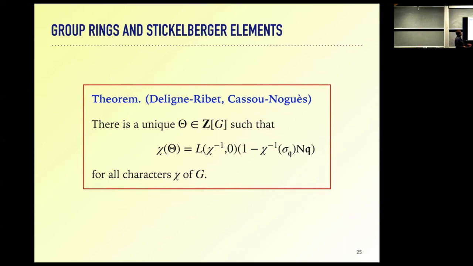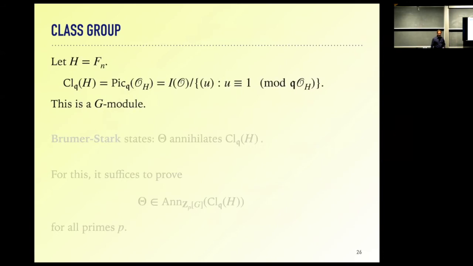So the fact that there exists something in C[G] is just because C[G] breaks up into a product indexed by these characters. That's automatic. But the fact that the element that you obtain when you interpolate these values actually lives in Z[G] is a deep theorem. This generalizes results of Klingen, Siegel, and Shintani that show that the element lives in Q[G], and these authors prove that it lives in Z[G]. So that's on the analytic side.